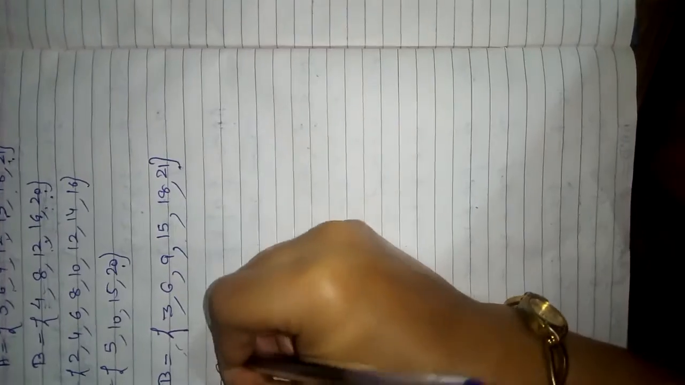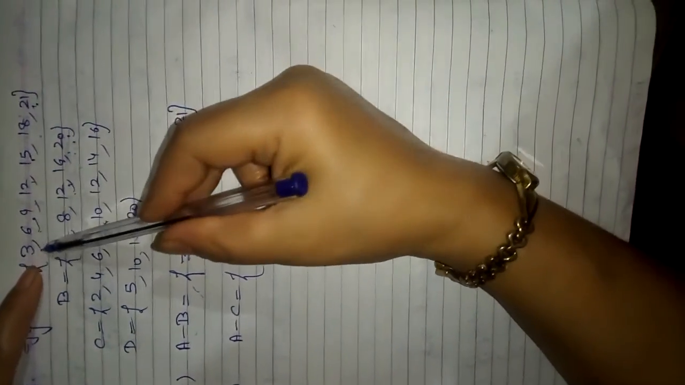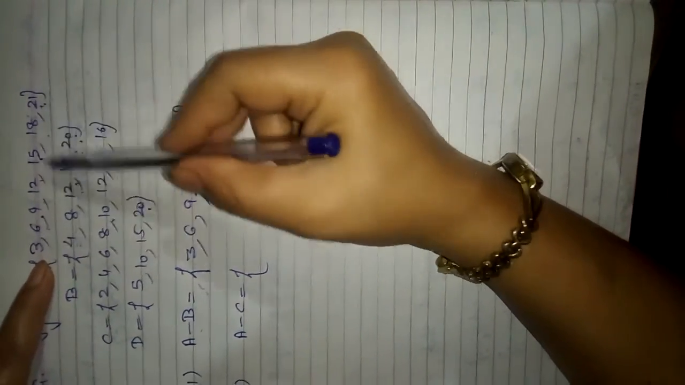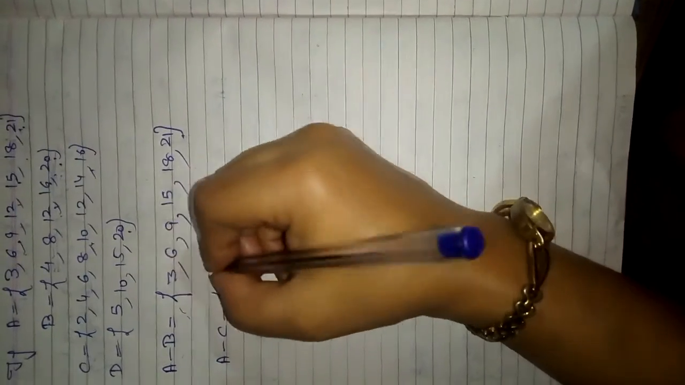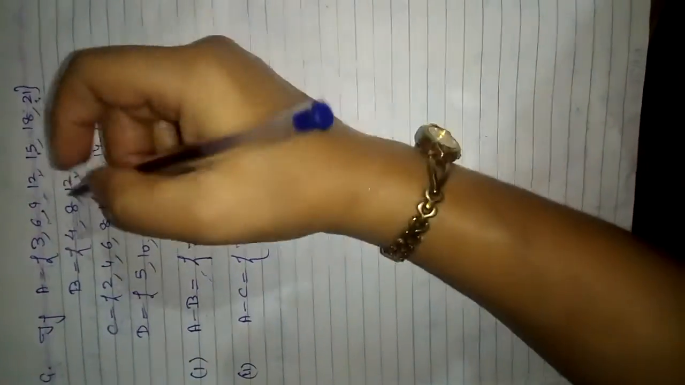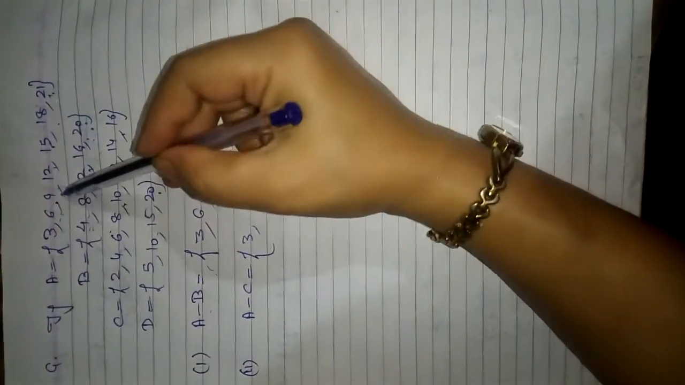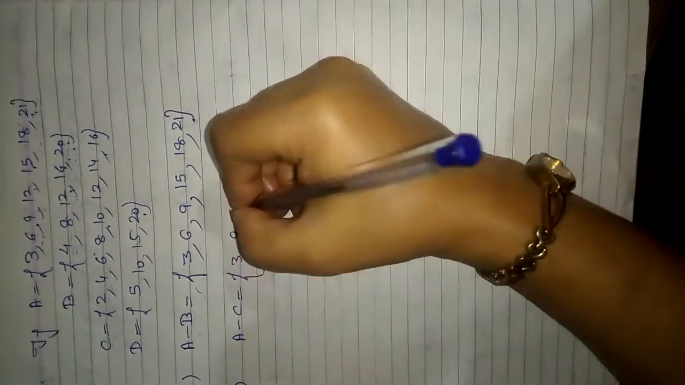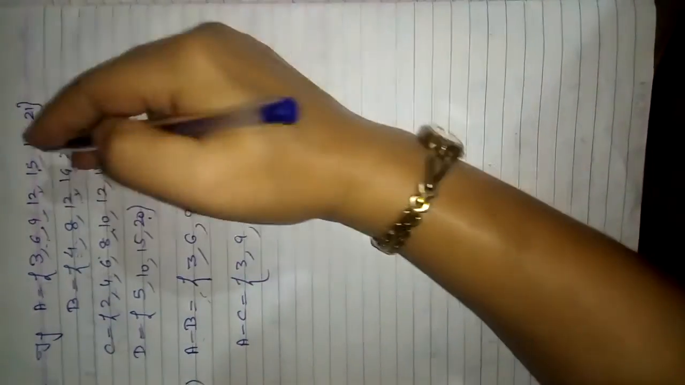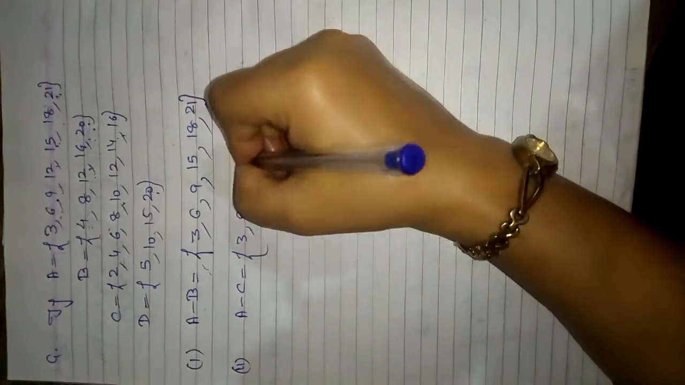Similarly, you have to find out A minus C. This is set A and this is set C. Now, the first one is 3. 3 is not in set C, so 3 will come here. Then 6. 6 is here, so leave it. 9 is also not present in C, so 9 will come. Then 15, because 15 is not in set C. Then 18.